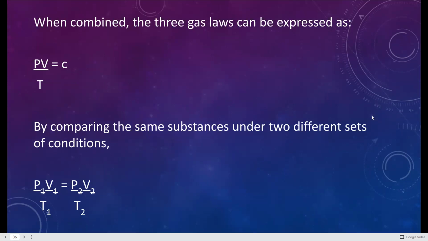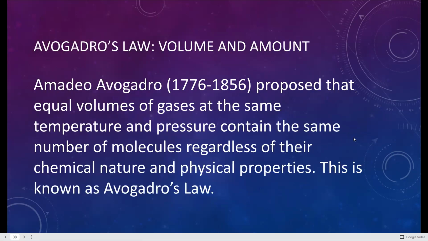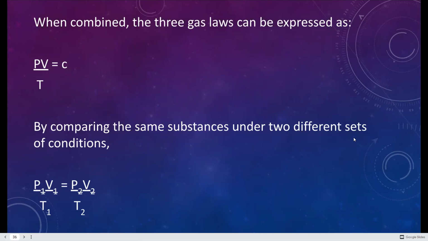When we combine the three gas laws, this can be expressed as pressure times volume over temperature is equal to a constant. Or if a substance is under different conditions, different sets of values, we have P1 times V1 over T1 is equal to P2 times V2 over T2. Why is that so? Because they are directly proportional. The relationship there is directly proportional. So the same procedure will be done in the problem. Okay, so let's have this example.